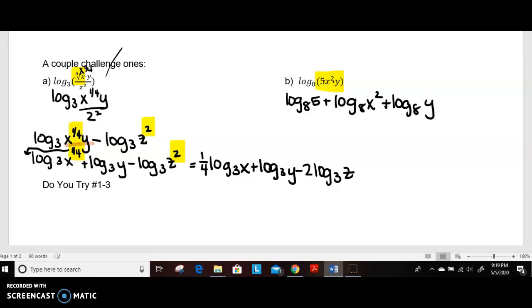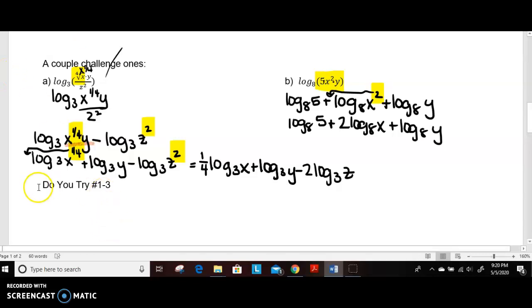Now I can use one other property here with my exponent, which tells me it's going to walk across the log out in front. So I have log base 8 of 5 plus 2 log base 8 of x plus log base 8 of y. Okay, so now I want you to pause the video and try numbers 1 through 3.